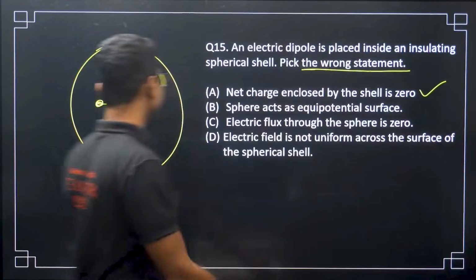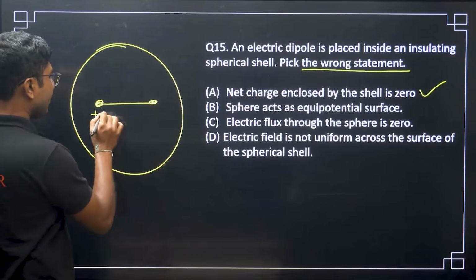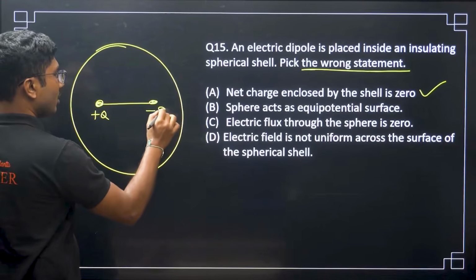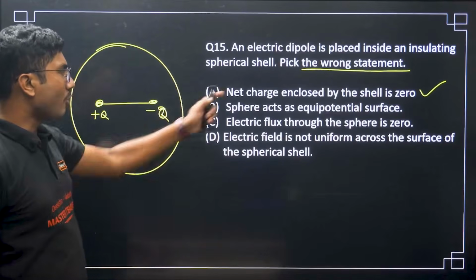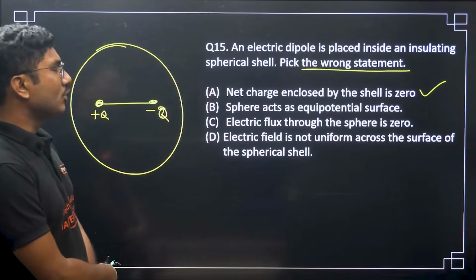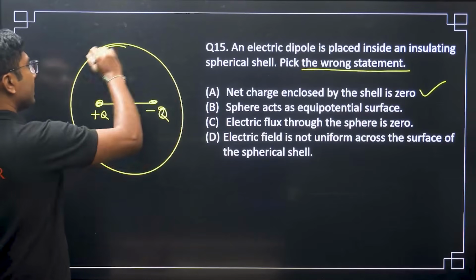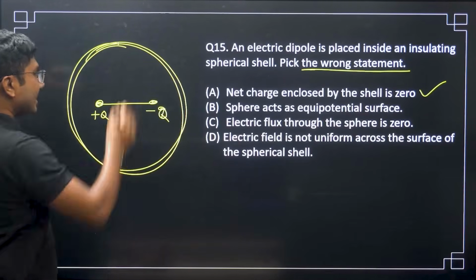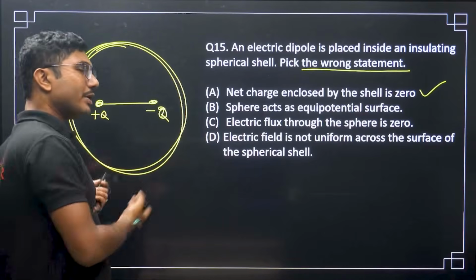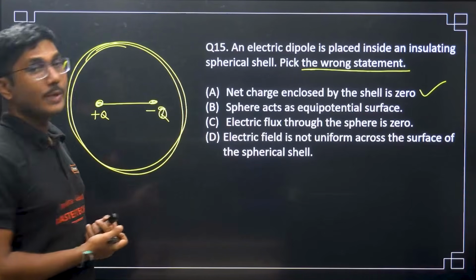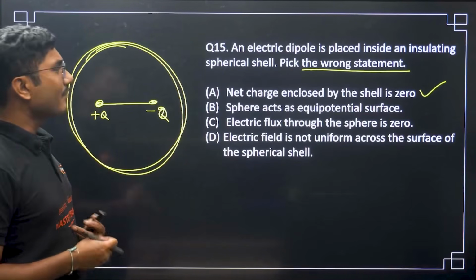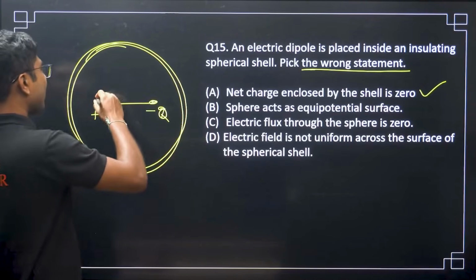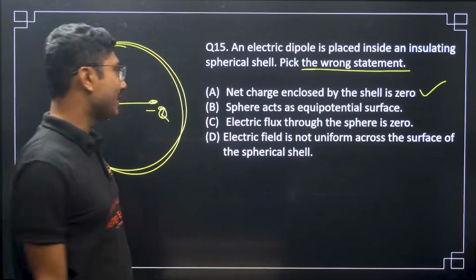Net charge enclosed by the shell is 0. In the case of a dipole, if this is Q and this is minus Q, the total charge is 0. So option A is correct. Sphere acts as an equipotential surface. If you consider the sphere, definitely the net charge enclosed by it is 0, so you can consider it to be an equipotential surface. Electric flux through the sphere is 0. Whatever the electric flux, net charge is 0, so electric flux is 0.